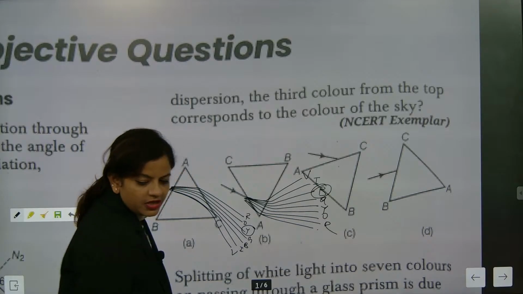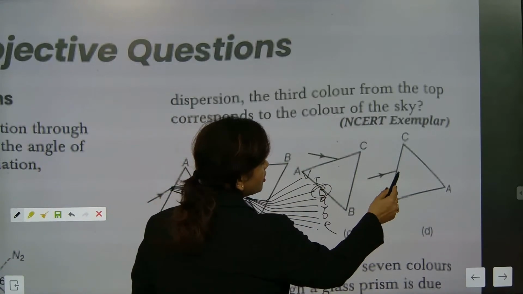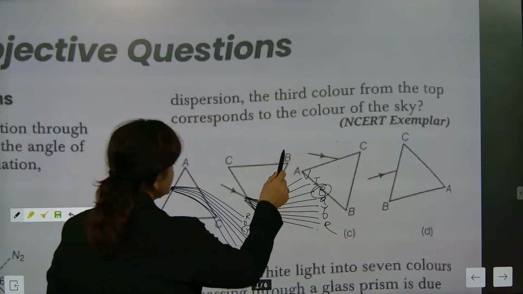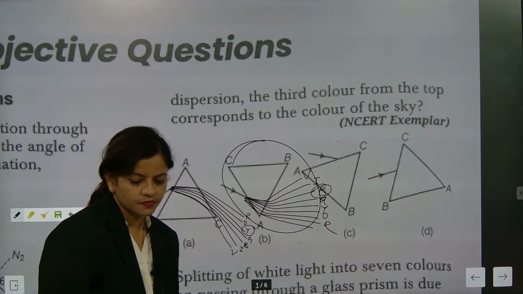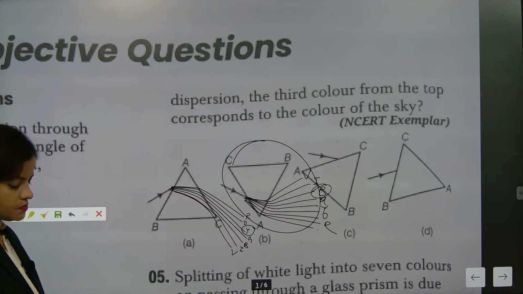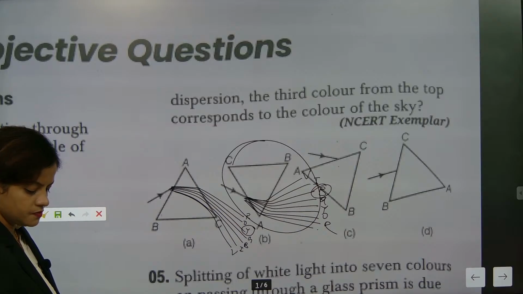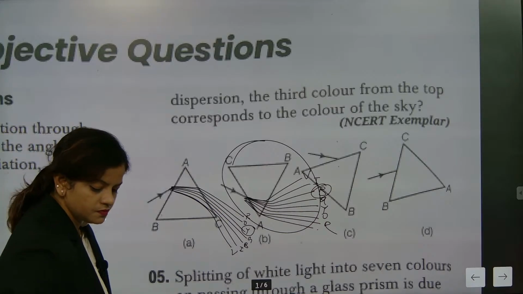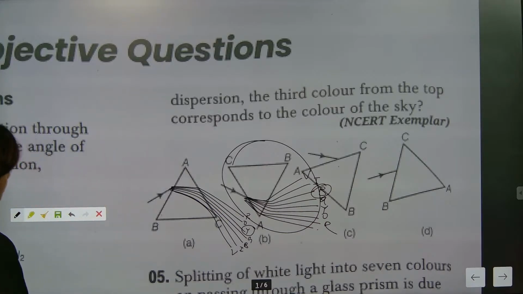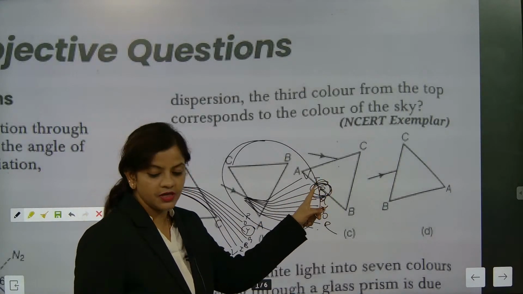VIBGYOR. B is coming third. Here it will not come because the inversion will not be there. Here again inversion will not be there. So the correct answer will be in the inverted position. This will be the correct answer. Understood now? So now look here, exactly the third position is coming as B.